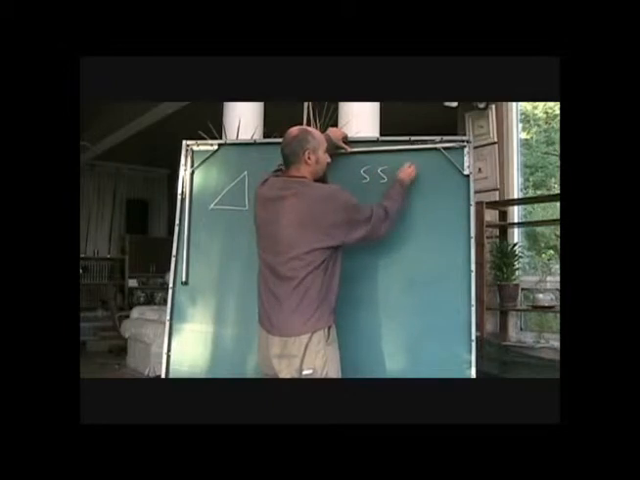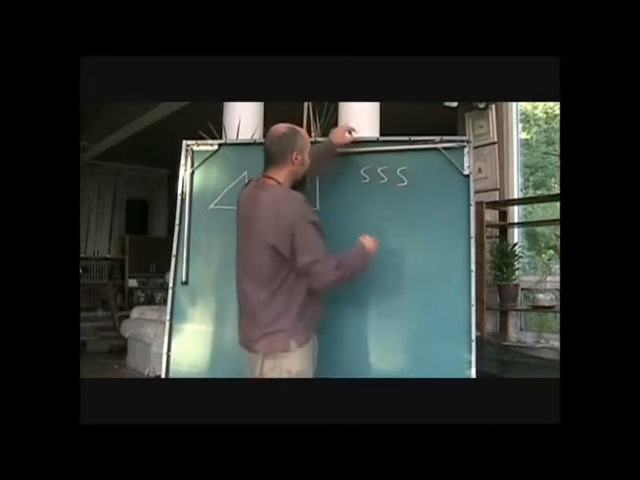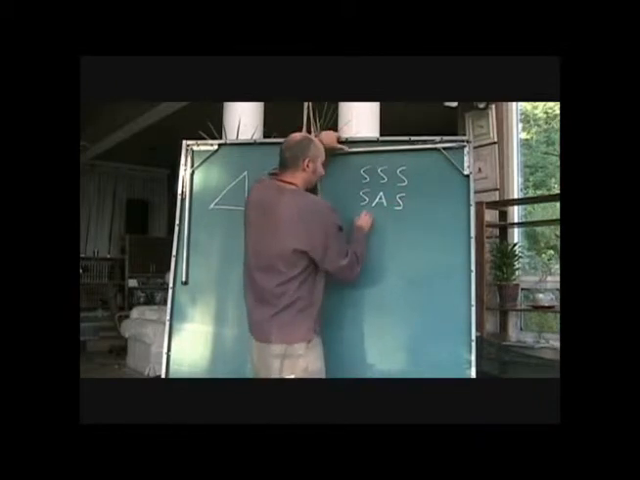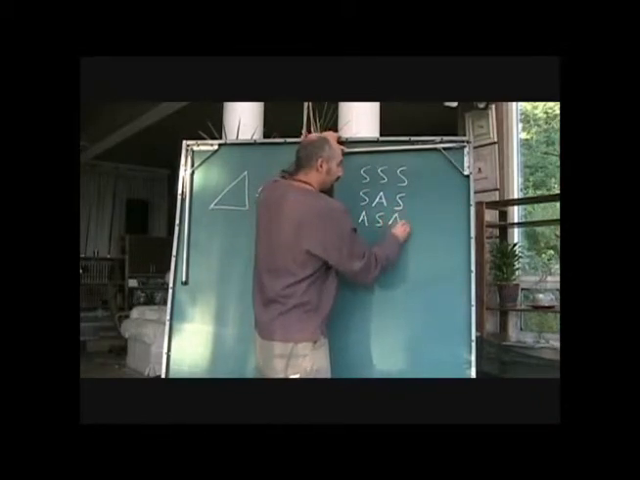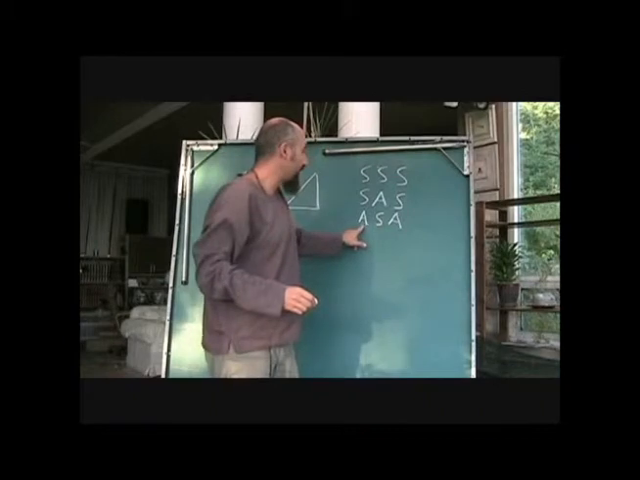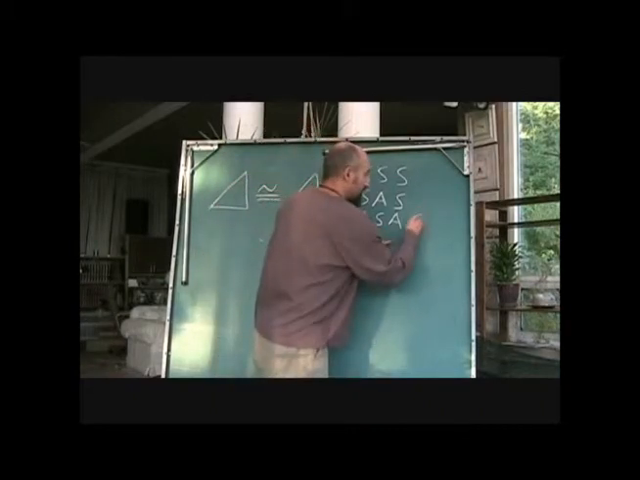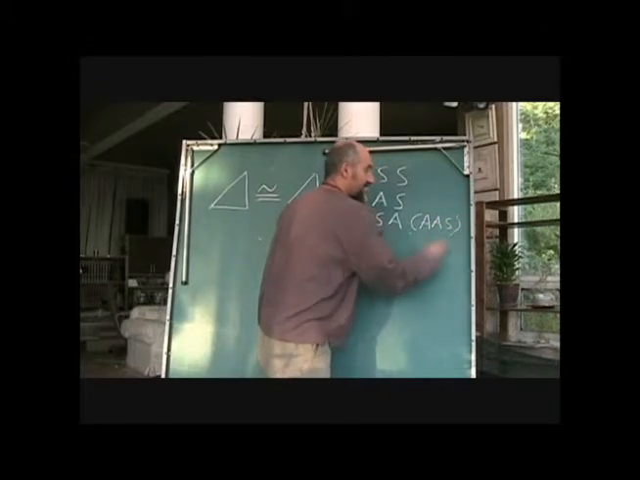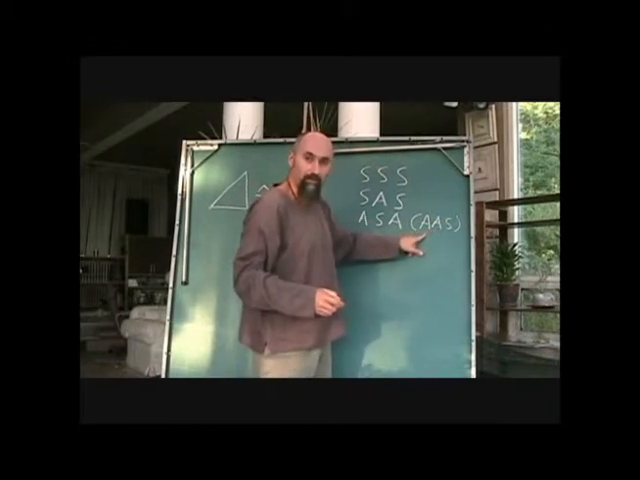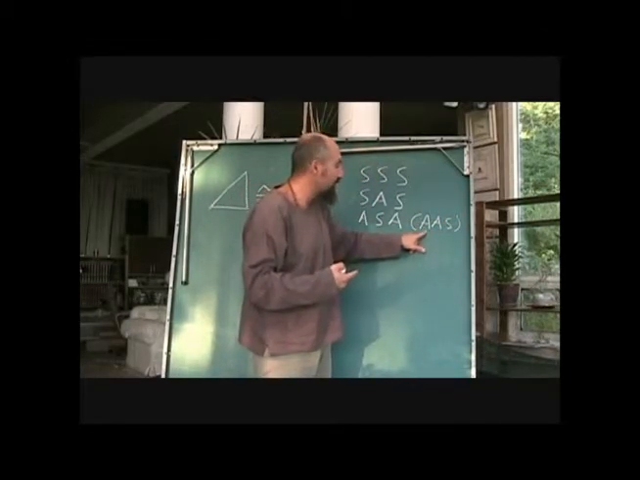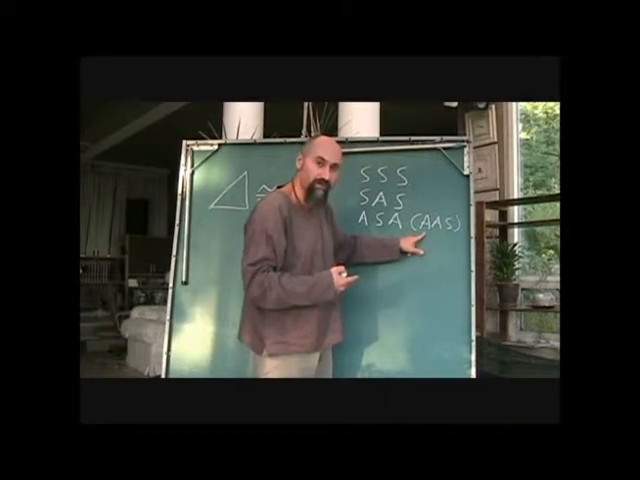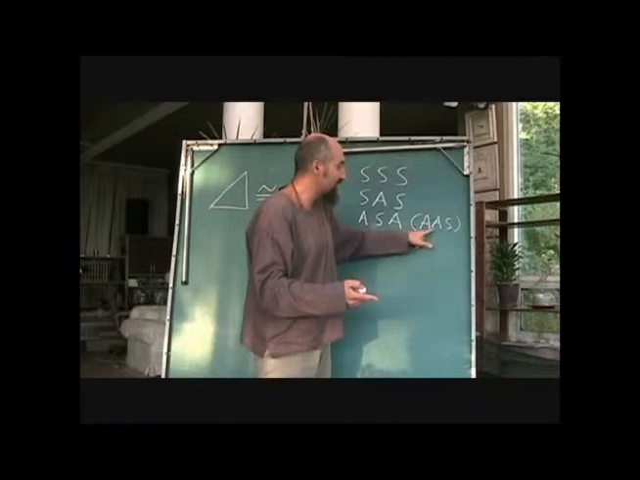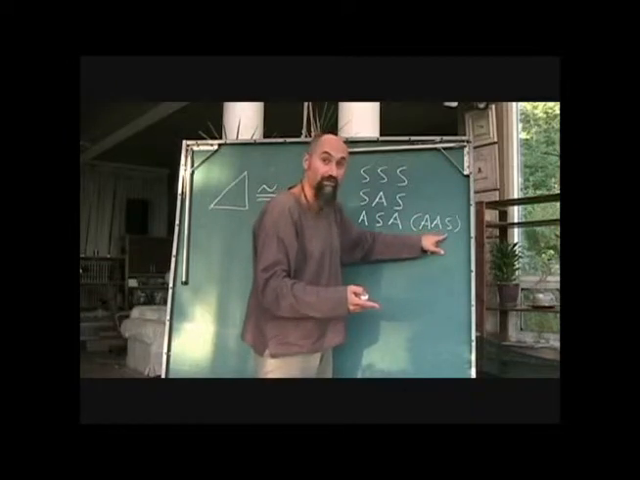Now the only way for you to know if two triangles are identical is if they have the same three sides, which is called side, side, side, if they have side, angle, side, or if they have angle, side, angle. Keep in mind, angle, side, angle also occurs when you have angle, angle, side. You should remember this, because if you're given two angles in any triangle, you know the third angle. So that would mean this isn't just angle, angle, side, it's actually angle, side, angle.